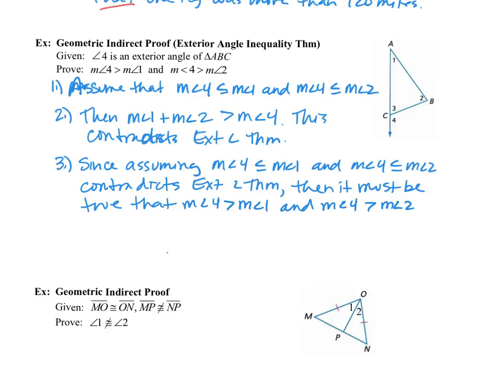All right, so we had the same template. Since assuming the negation of the proof statement contradicted something, in this case a known fact, then we can finish it off and say then it must be true that the original proof statement has to be true, that the measure of angle 4 is greater than the measure of angle 1, and the measure of angle 4 is greater than the measure of angle 2.